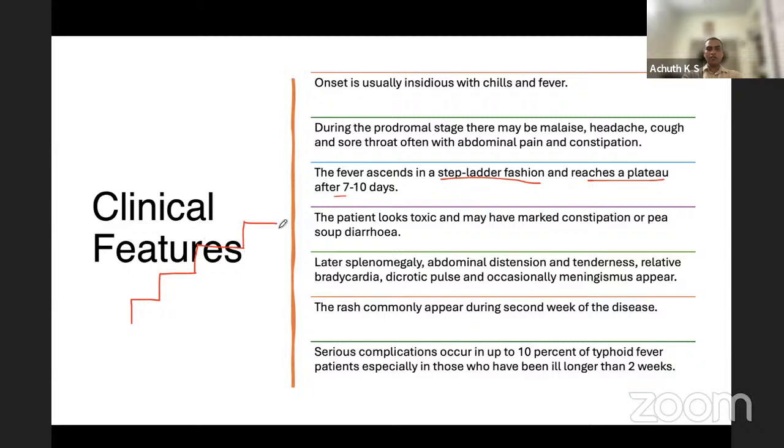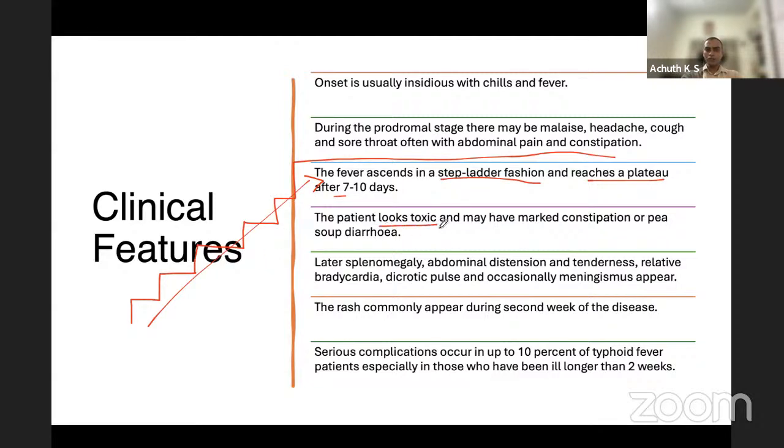Fourth day it rises, fifth day rises, sixth day rises and stays. After 7 days, it rises and stays constant. 7 to 10 days, it stays constant. This is the step ladder fashion, which is typical and characteristic for typhoid.